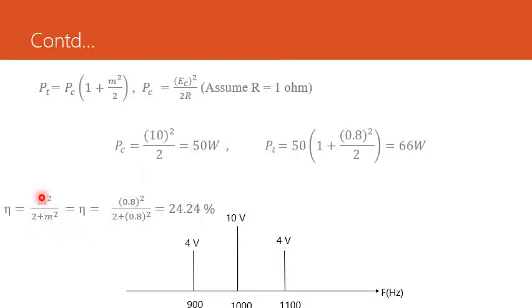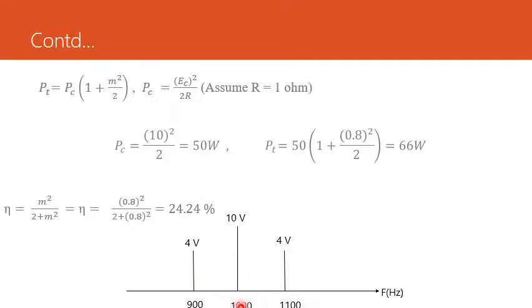So m is already known, that is 0.8. If you substitute in this equation, your efficiency becomes 0.8 the whole square divided by 2 plus 0.8 square, which is equal to 24.24%. So from the expressions, it is understood that it contains 3 signal components.